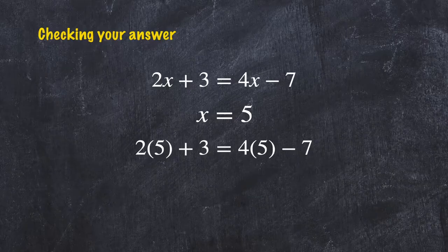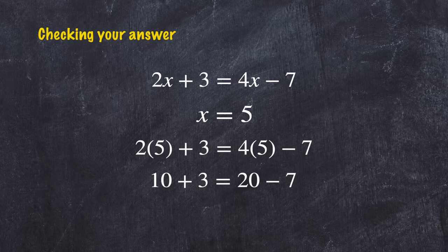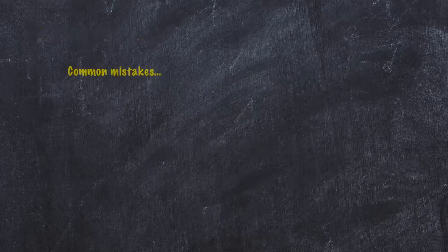Remember, 2 times 5 will give us 10 plus 3. Then 4 times 5 is 20 minus 7. From the left-hand side, 10 plus 3 is 13. From the right-hand side, 20 minus 7 is also 13. So my answer is correct. And by doing this, you are very confident that you had the right answer because you checked.